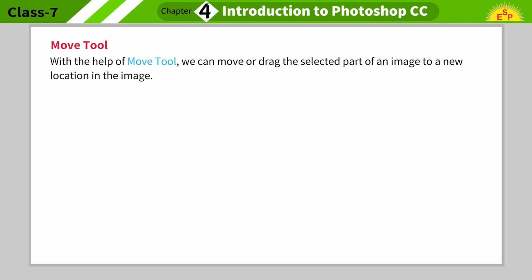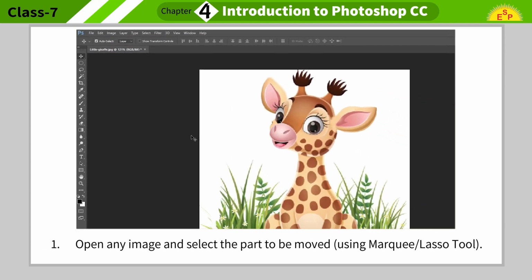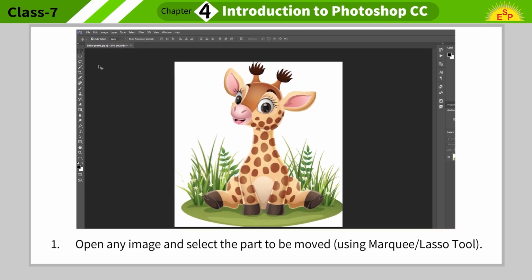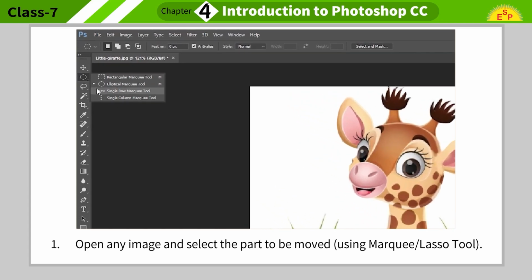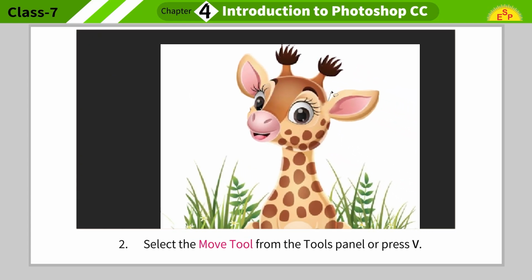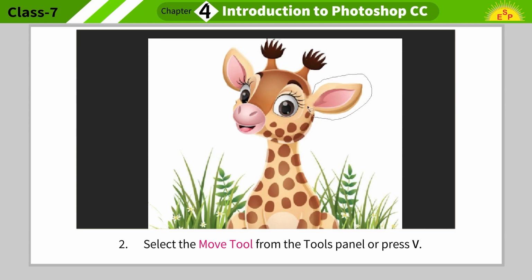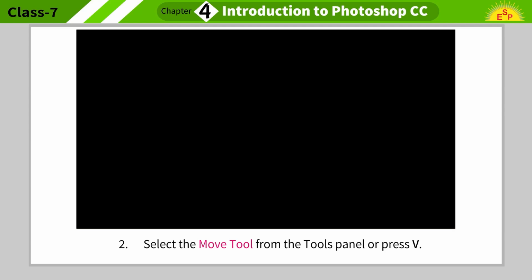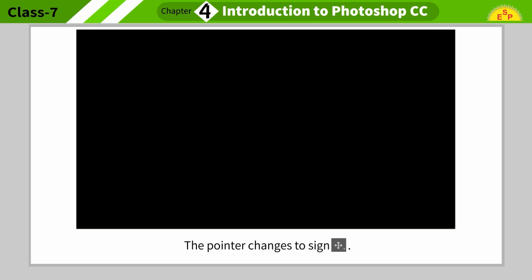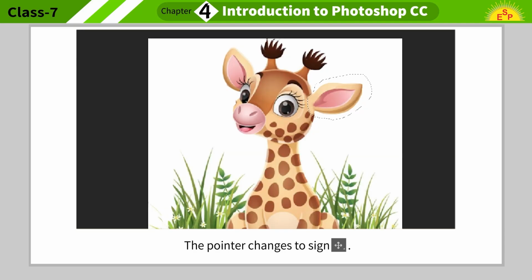Move tool. With the help of Move tool, we can move or drag the selected part of an image to a new location in the image. Follow the steps to use the Move tool. Step 1. Open any image and select the part to be moved using Marquee or Lasso tool. Step 2. Select the Move tool from the Tools panel or press V. The pointer changes to a sign.